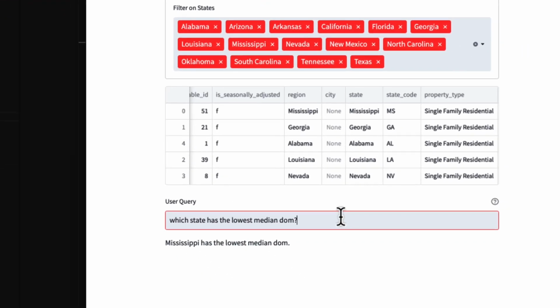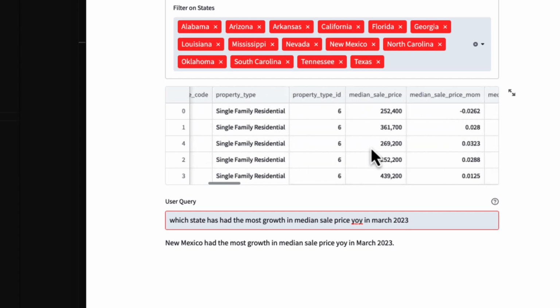Let's try something a little bit more complicated. Let's ask, which state has had the most growth in median sale price year over year in March of 2023? Now we're asking a more targeted question about a particular column that we have, and we want to see if OpenAI can interpret that we're looking to have a forward trend of growth. It says New Mexico has had the most growth in median sale price year over year.